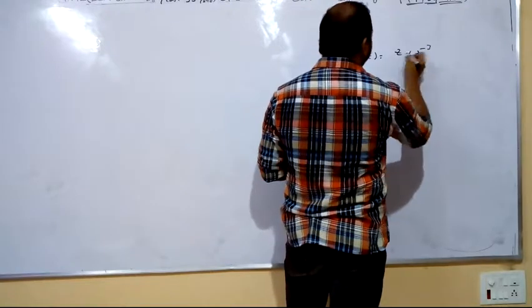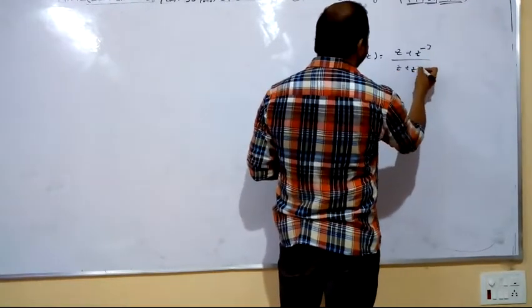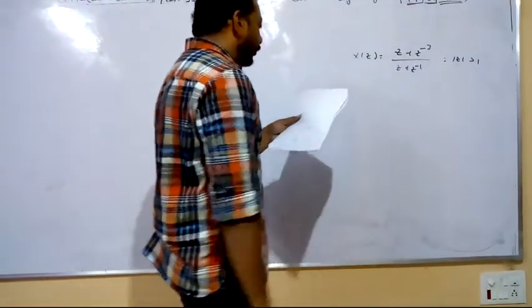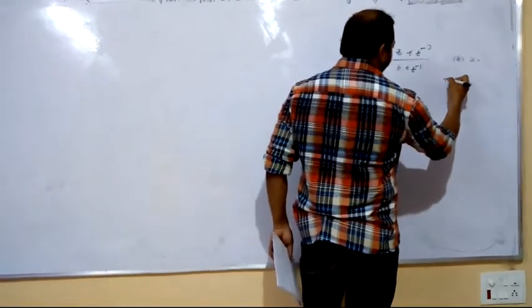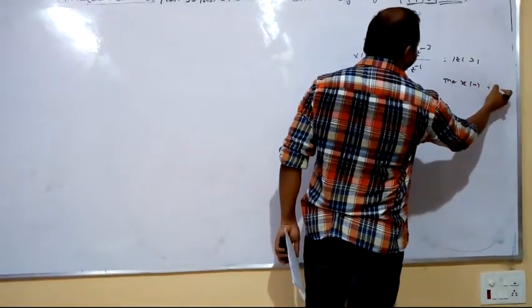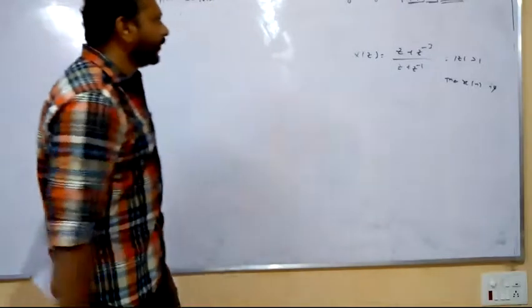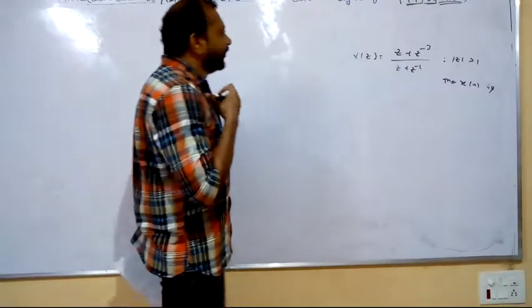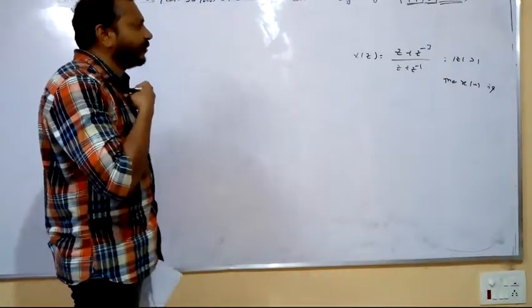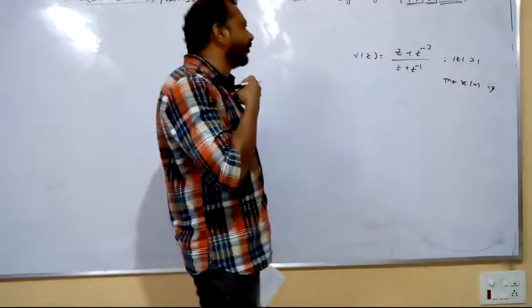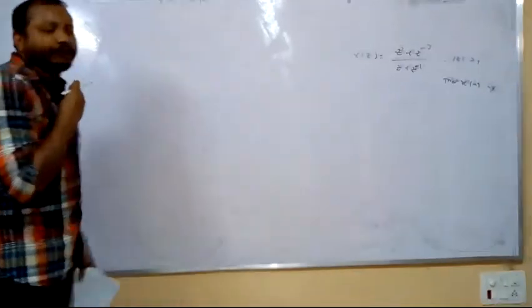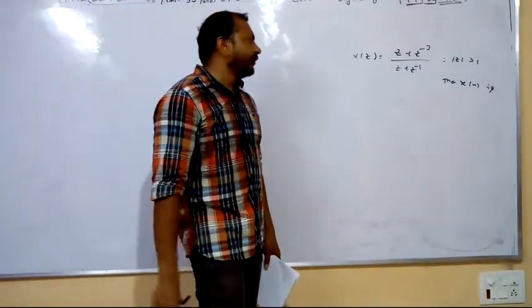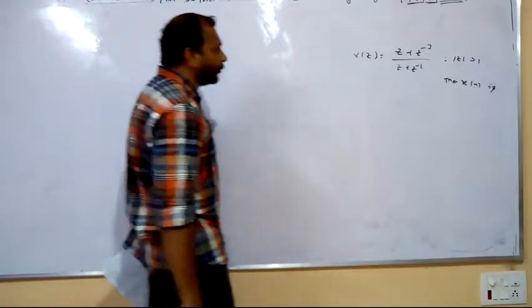Given x of z is equal to z plus z to the power minus 3 upon z plus z to the power minus 1, and given mod z is greater than 1, then x of n expression is what they are asking. So x of z is given like this, and the corresponding ROC is mod z greater than 1. That is nothing but the signal is a positive sided signal. For the positive sided signal, the one sided signal or right sided signal, the corresponding z transform will be of the form what?